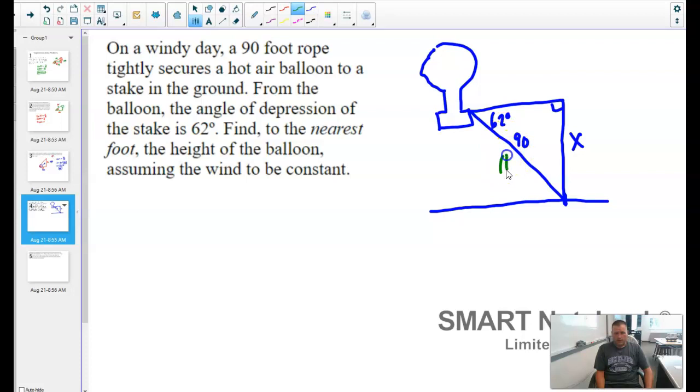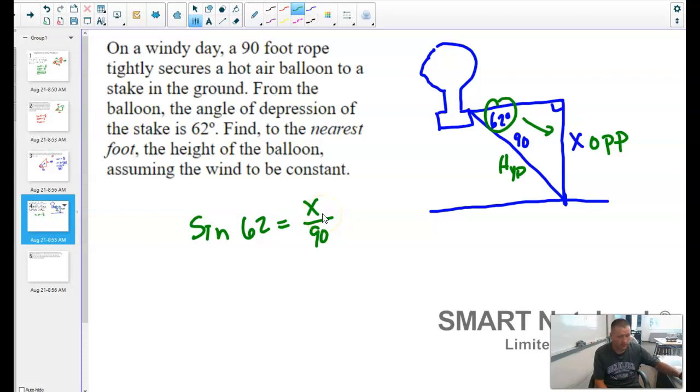So again, identify your sides. There's your hypotenuse. There's my angle, which means there's my opposite. So opposite and hypotenuse, sine. So I'd be sine of 62 equals opposite, which is X over 90. Too bad I didn't have any X's in the denominator on these ones. So sine of, again, 62.